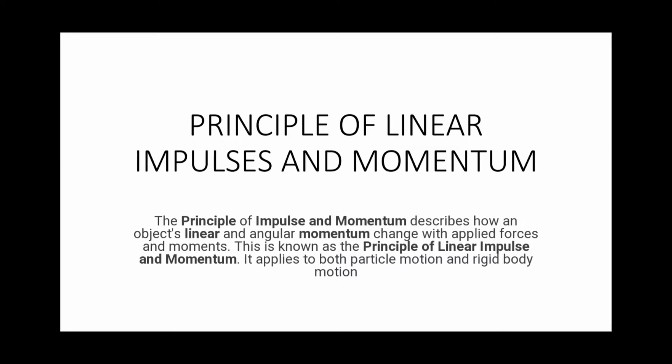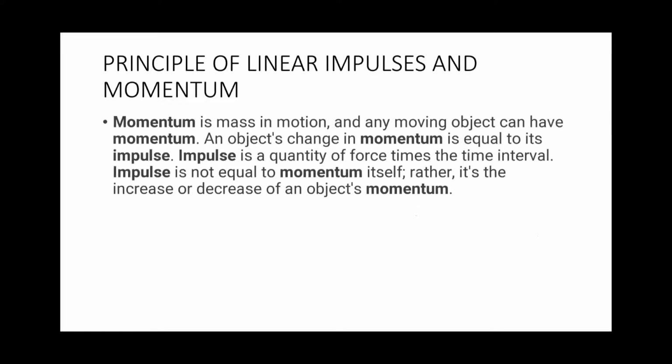Principle of linear impulse and momentum. The principle of impulse and momentum describes how an object's linear and angular momentum change with applied forces and moments. This is known as the principle of linear impulse and momentum. It applies to both particle motion and rigid body motion. It means that in every object, when there is force, the momentum and the impulse will be changed.